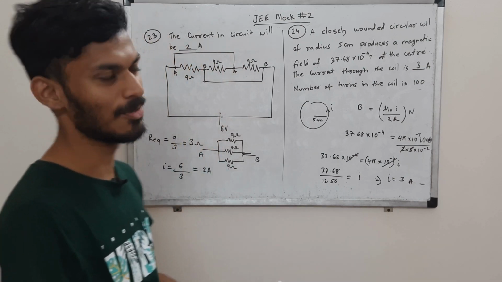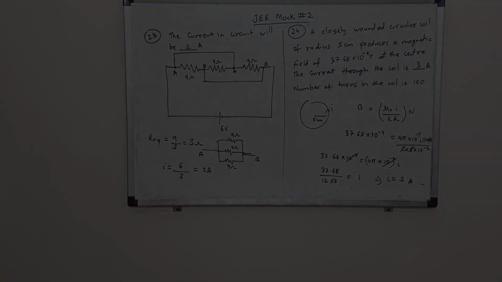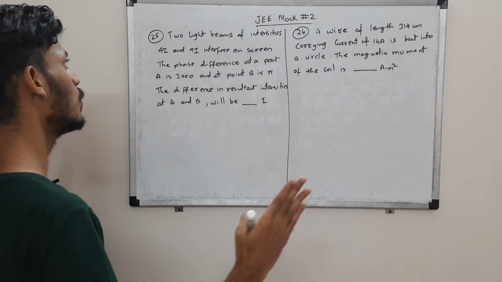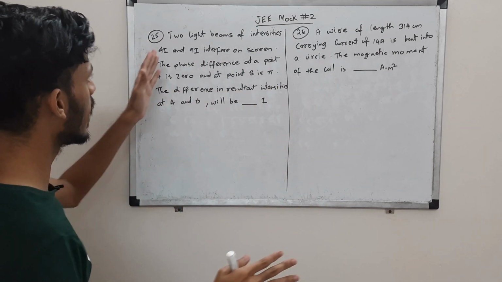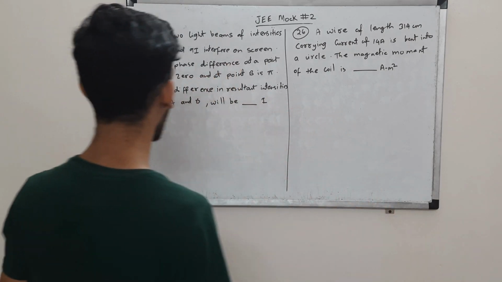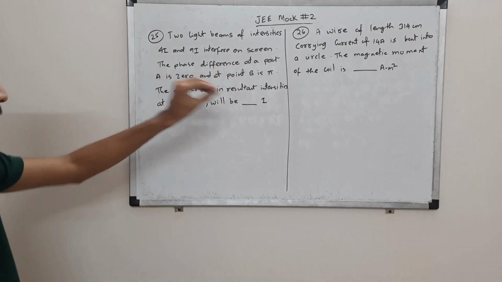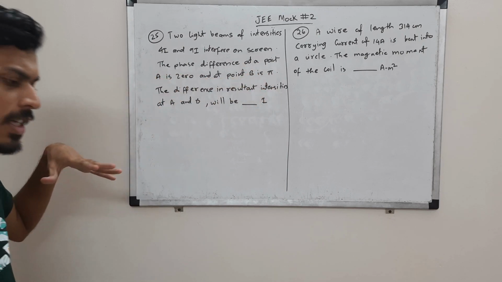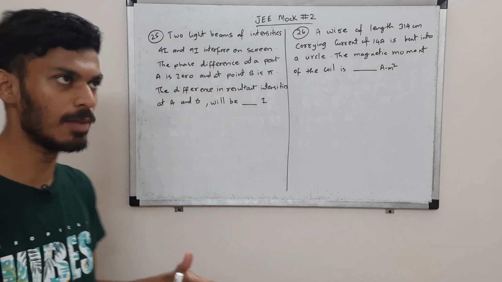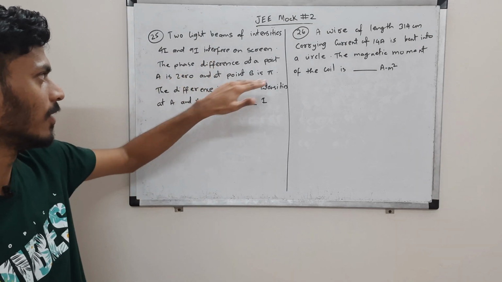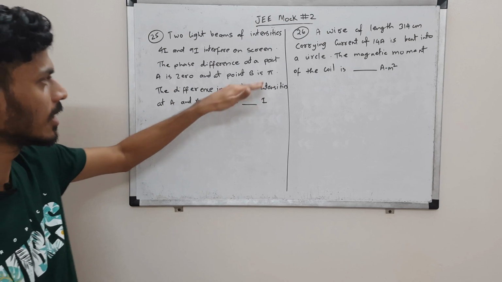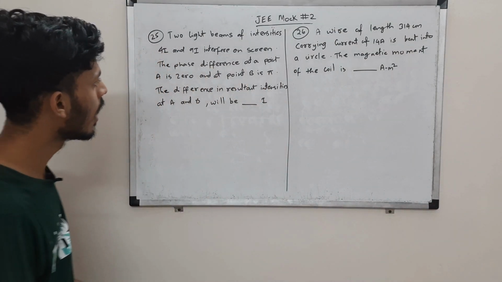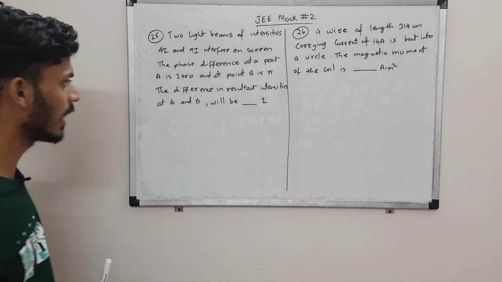Let's move to the next set of questions, 25 and 26 over here. In question 25 we have two light intensities of 4i and 9i which are interfering on a screen. The phase difference at a point A on the screen is 0 and at point B is pi. Here when the phase difference is 0, the intensity will be maximum, constructive interference; this is destructive interference, the phase difference is pi. You are supposed to find the difference in the resultant intensity at A and B.